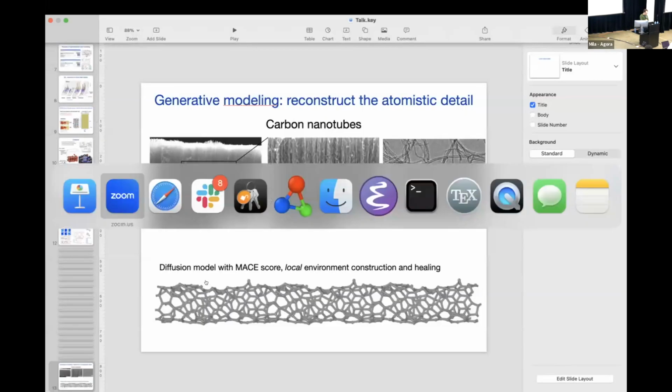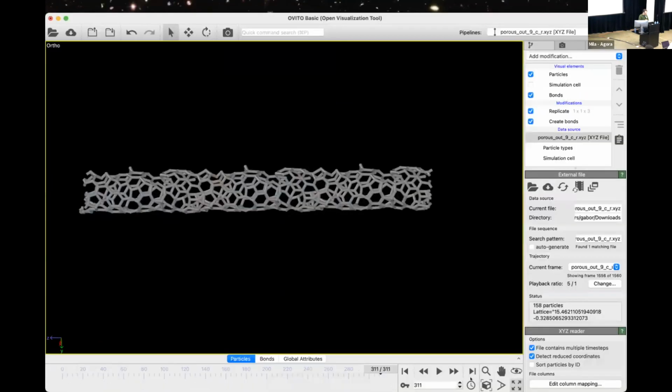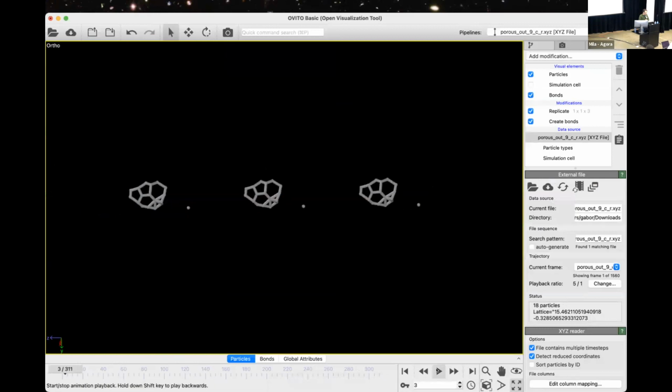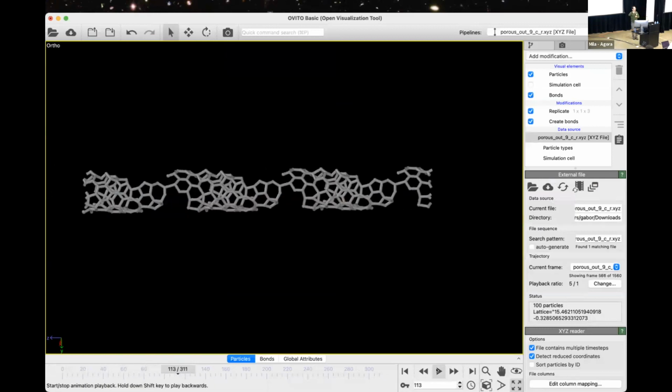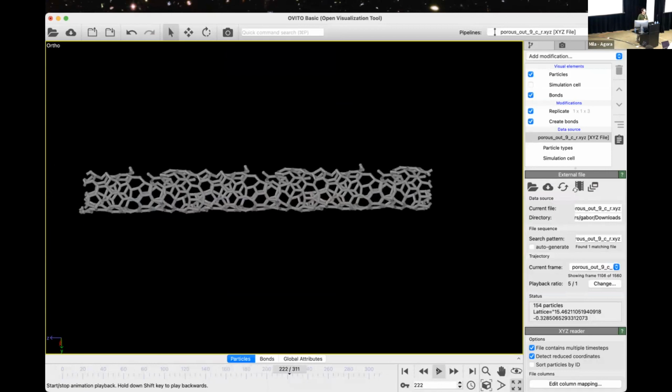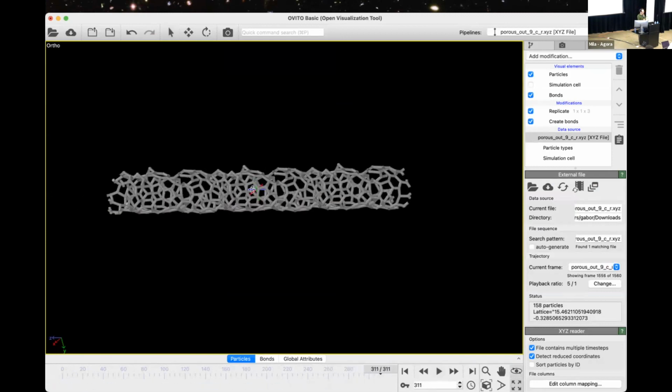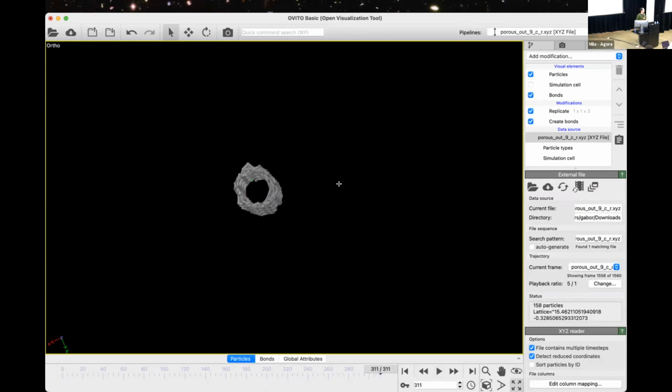So let's see, I better show it to you here. We start and we create local environments that look like the training set. It's been trained on a generic set of amorphous carbon models. And what you see is that it generates a periodic tube-like structure. Now, this is just a toy. This is an experiment, the result of a month of graduate students poking around.